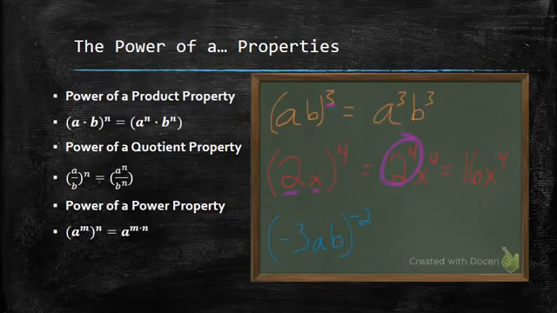This can also happen with negative exponents. Same deal, you have 3 bases, 1, 2, 3, and you distribute that power to everything. You're going to get negative 3 to the negative 2nd power, a to the negative 2nd power, b to the negative 2nd power. Now that's ugly, that's messy, you've got negative exponents, that's something you never want. So let's finish this out.